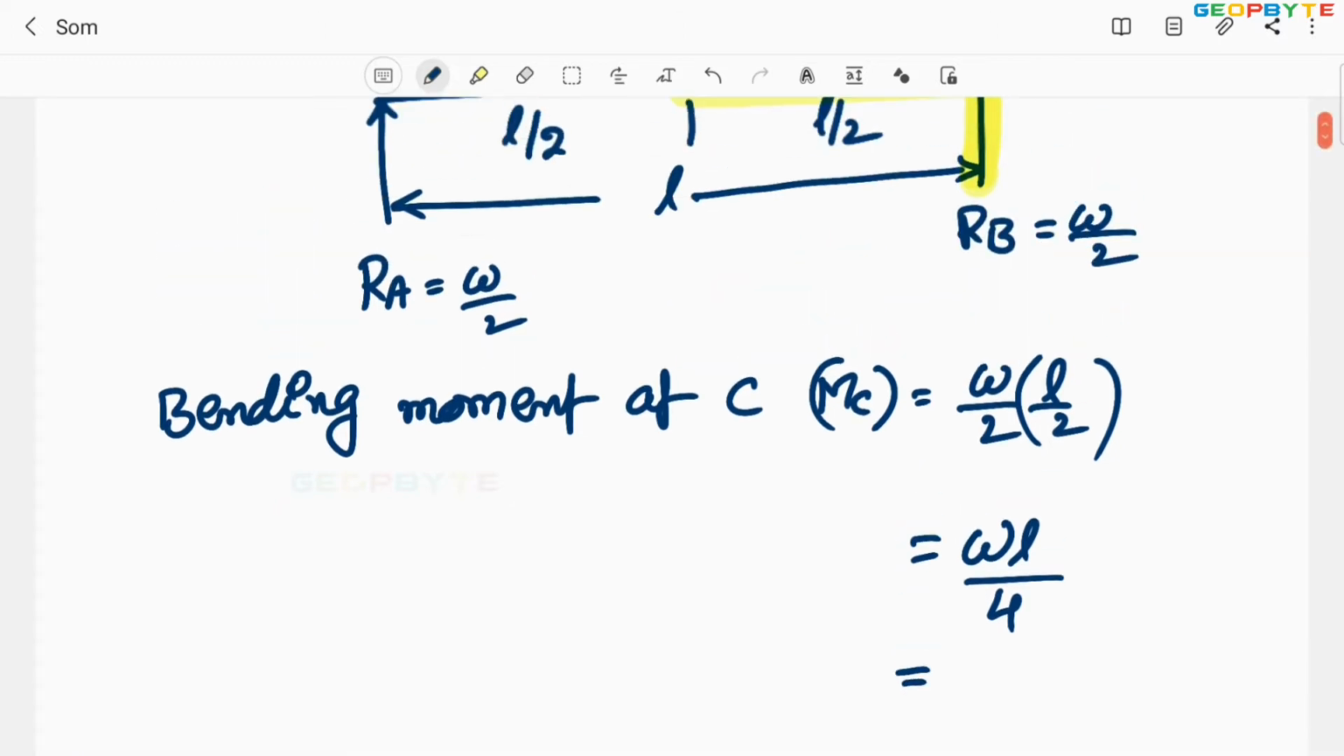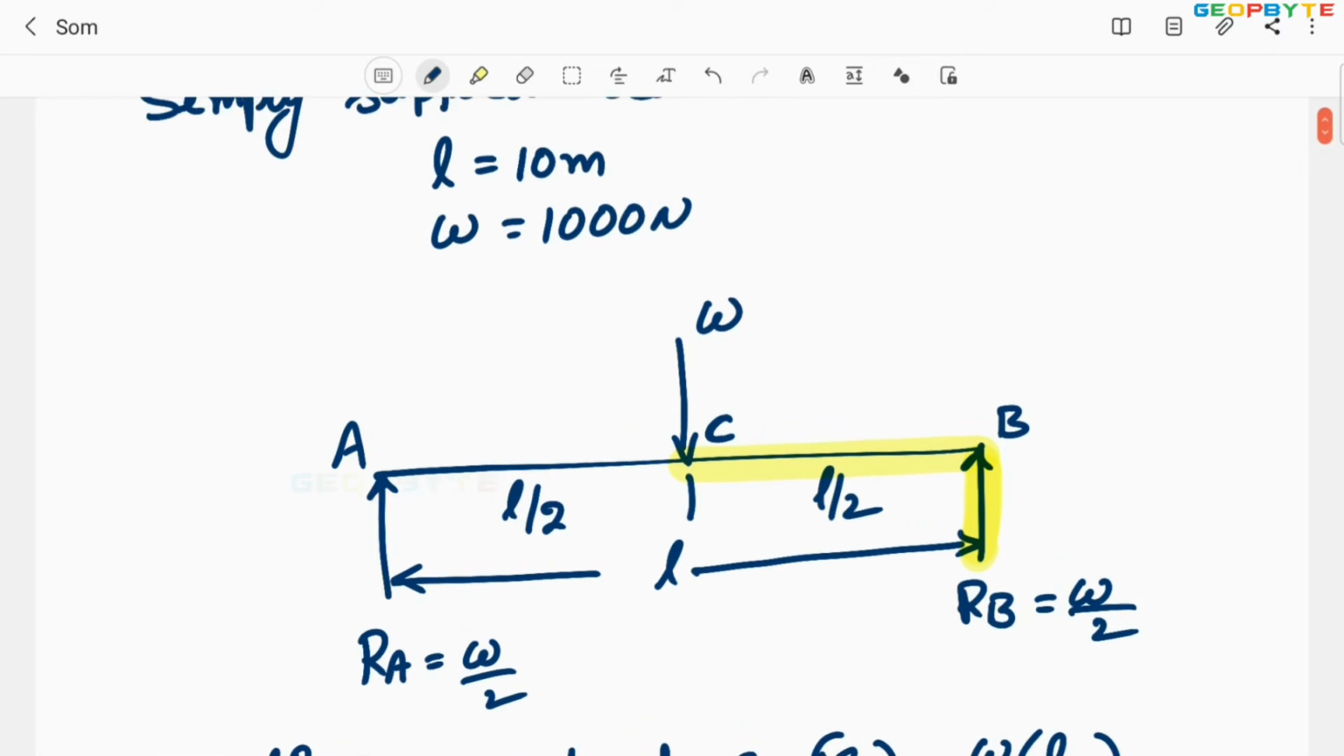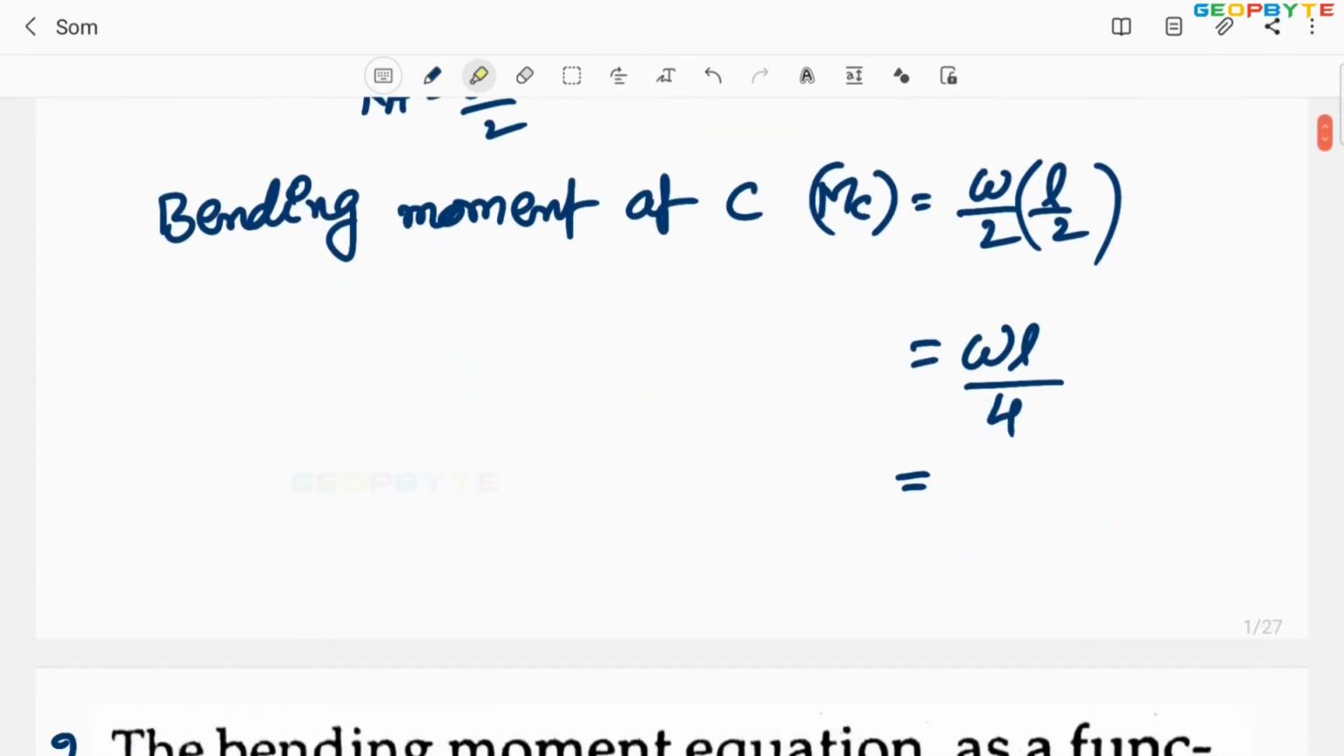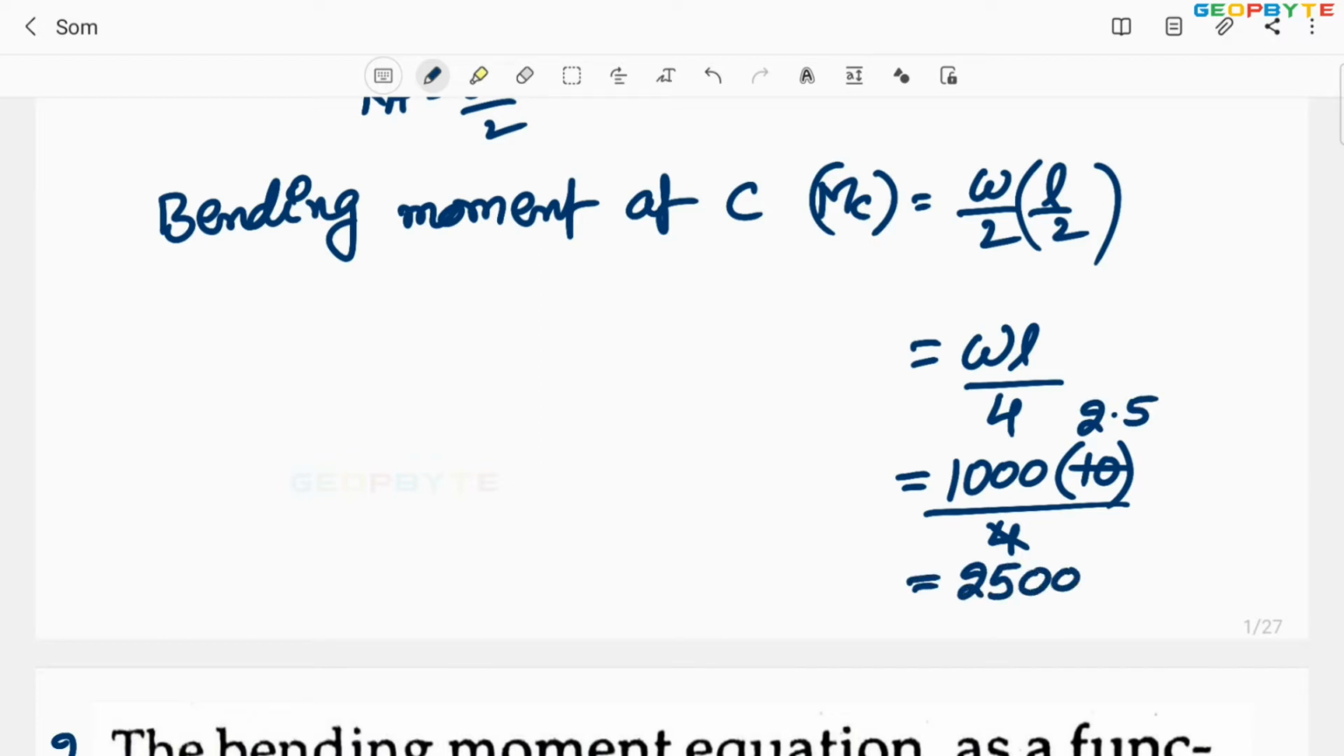Here the load W is given as 1000 and the distance is 10. WL by 4: 1000 into L, which is 10, by 4. You simplify this value to 2.5 times. 2.5 into 1000 is equal to 2500.